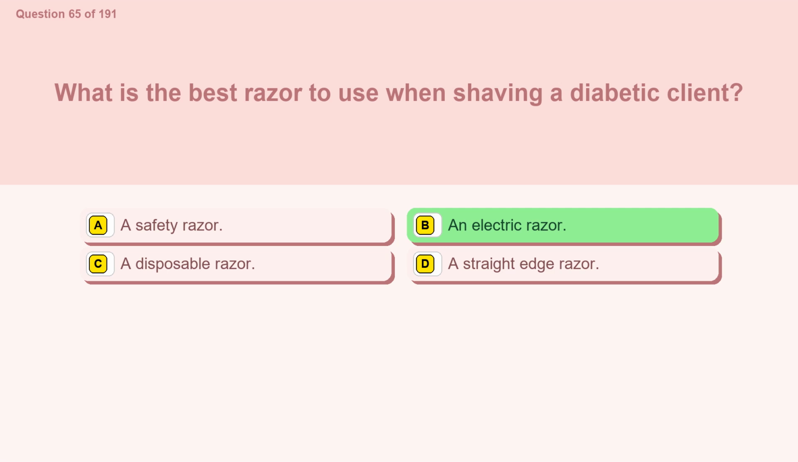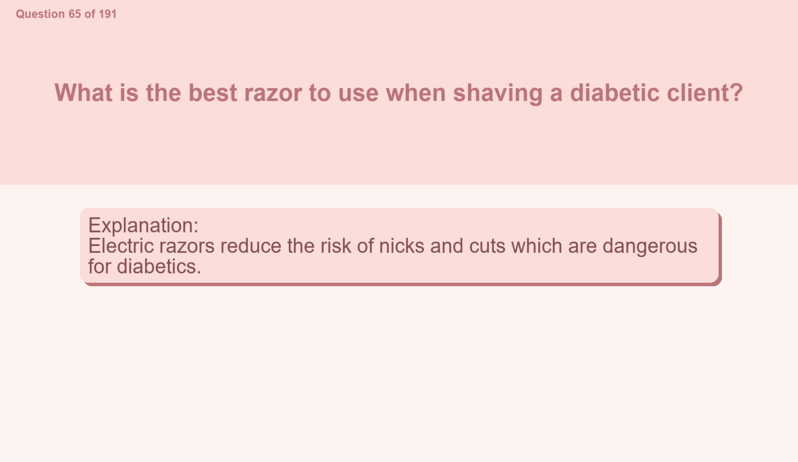The correct answer is option B. An electric razor. Electric razors reduce the risk of nicks and cuts which are dangerous for diabetics.